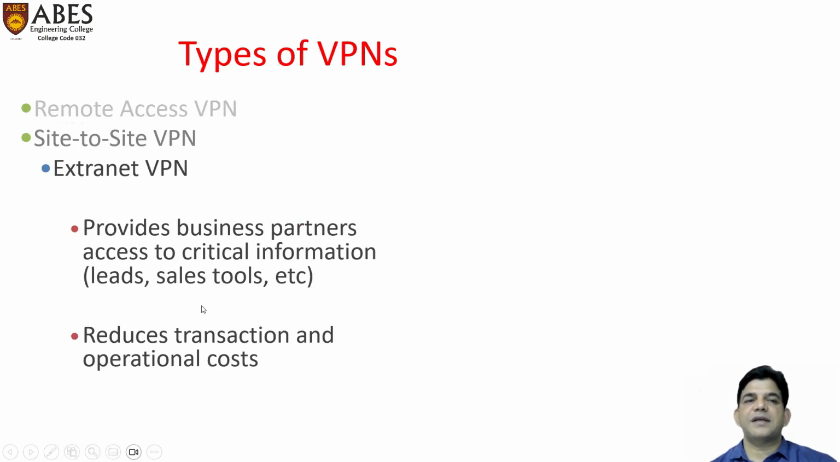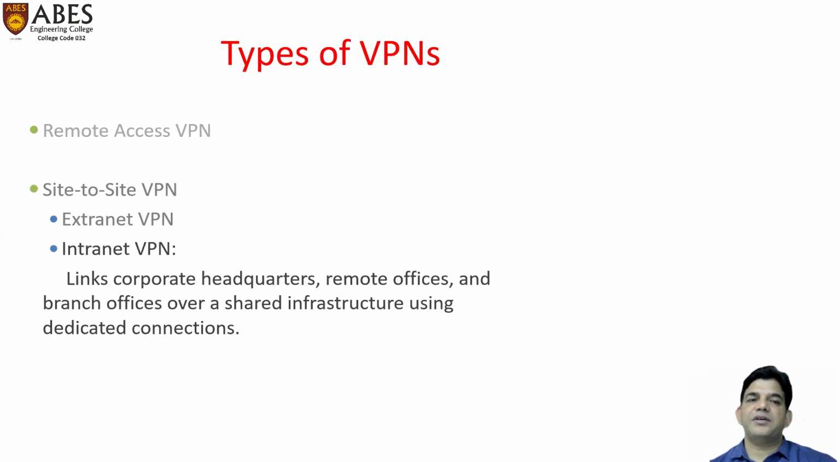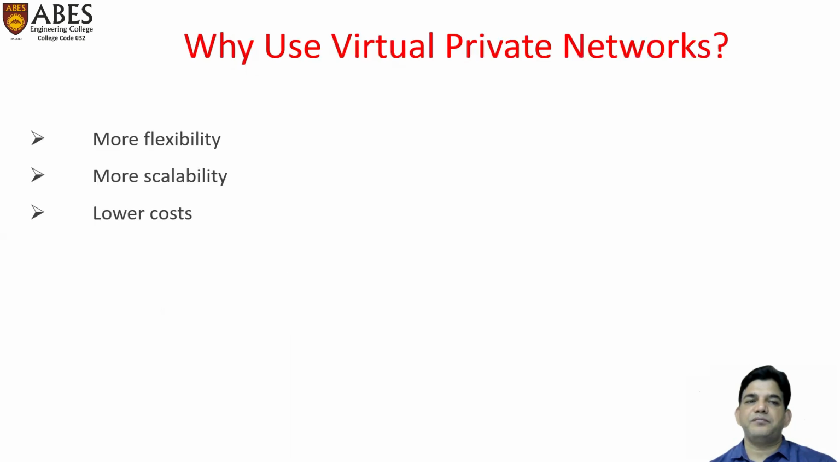And then there is the extranet VPN. It provides business partners access to critical information like leads, sales tools, and many more. It reduces transaction and operational costs here. And intranet VPNs link the corporate headquarters, remote offices, and branch offices over shared infrastructure using dedicated connections. So why do we use virtual private networks? That is because of more flexibility, more scalability, and it also reduces the cost. That is where the lower cost is.